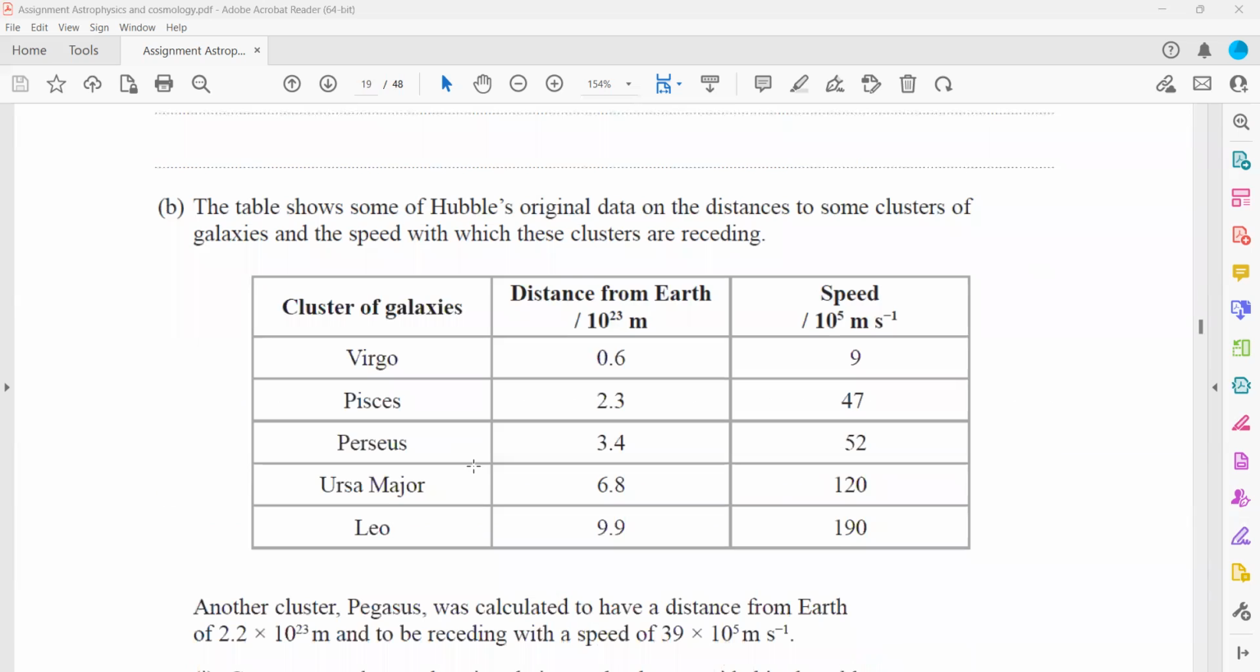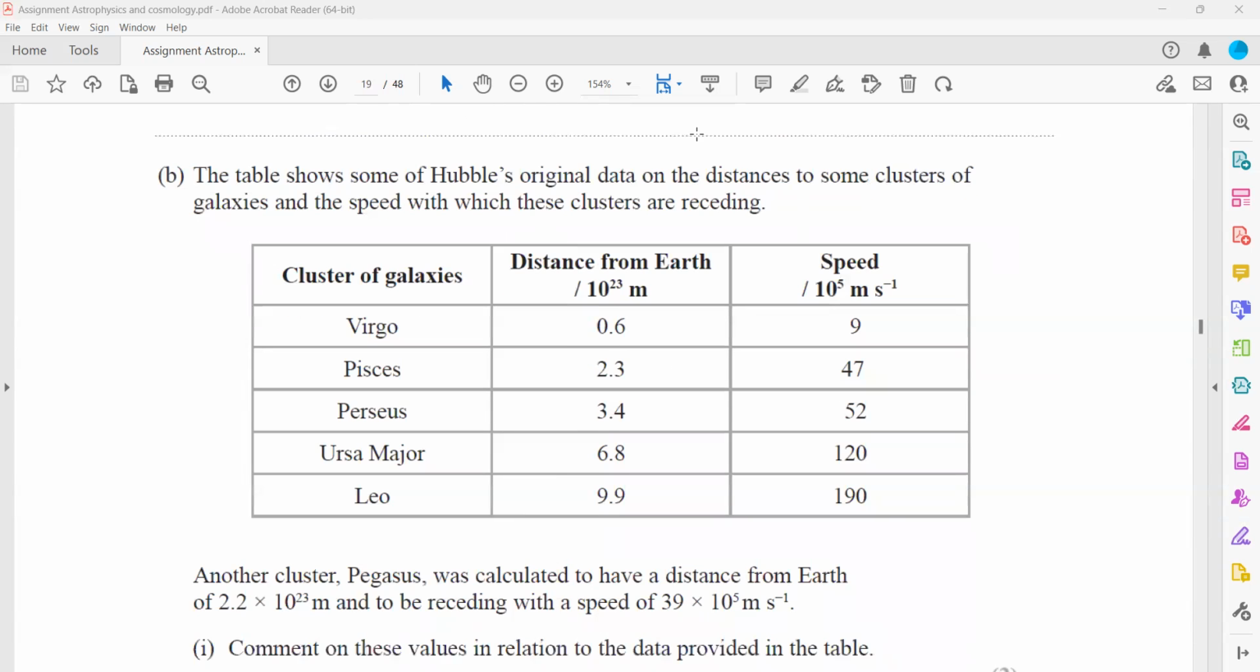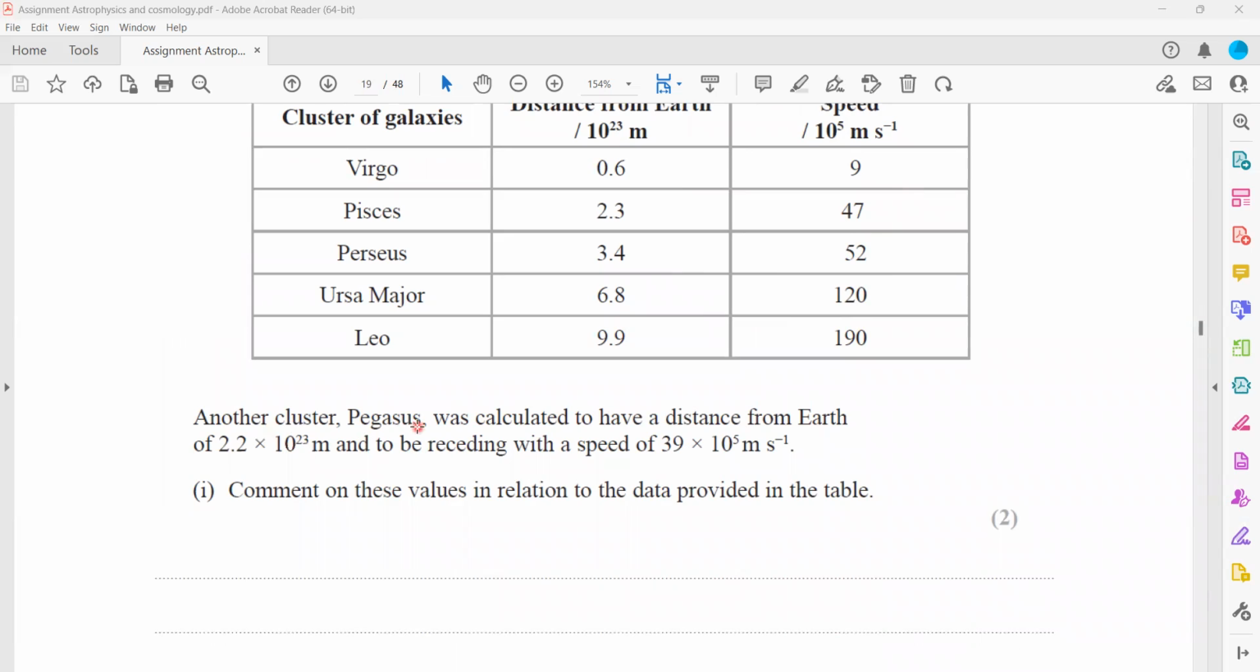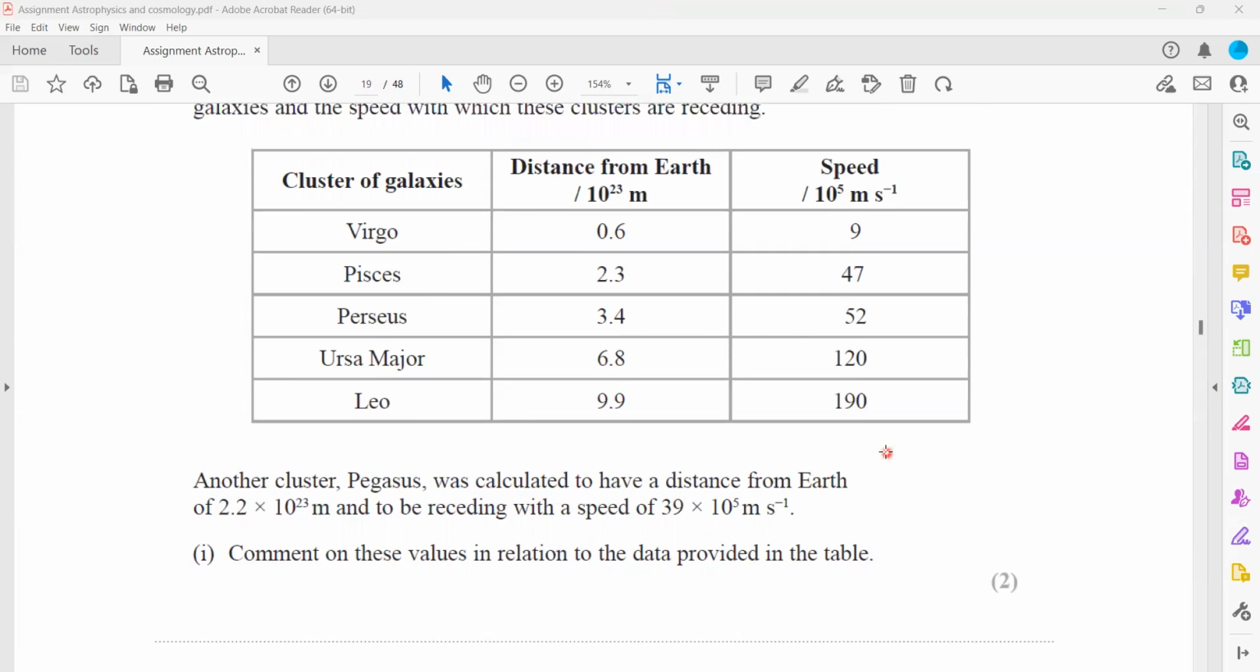The table shows some of Hubble's original data on the distance to some clusters of galaxies and the speed at which the clusters are receding. You can see the galaxies which are closer to us are moving slower, but the galaxies which are far from us are moving faster, as the speed in 10 to the power 5 is there. Another cluster, Pegasus, was calculated to have a distance of 2.2 exponent 23 and to recede at a speed of 39. So it was 2.2 and 39. Comment on these values in relation to the data provided in the table.